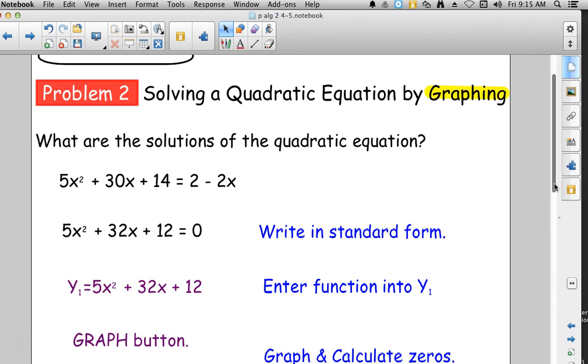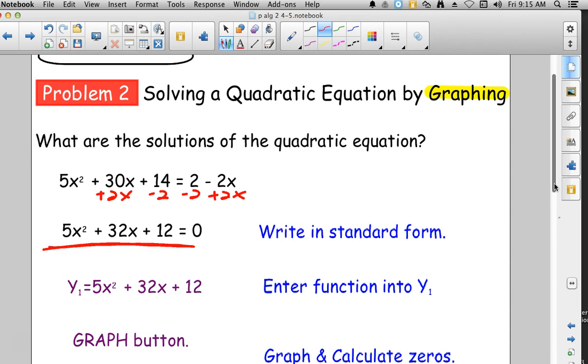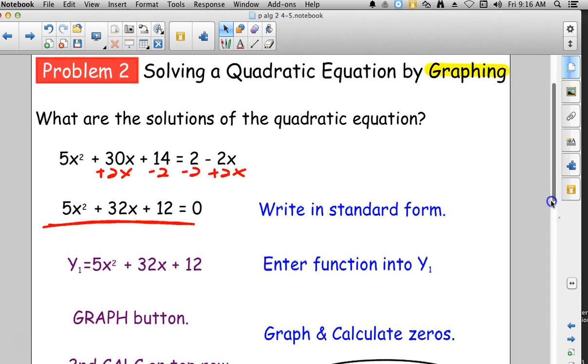All right, even when we're going to use the graphing calculator, we have to have a 0 on one side. So we would subtract this 2, and we would add 2x. And we would get this. Now, in your homework, it's going to have a little graphing calculator icon, and it'll say, use your graphing calculator to blah, blah, blah. So we're going to use our graphing calculator to find the solutions.